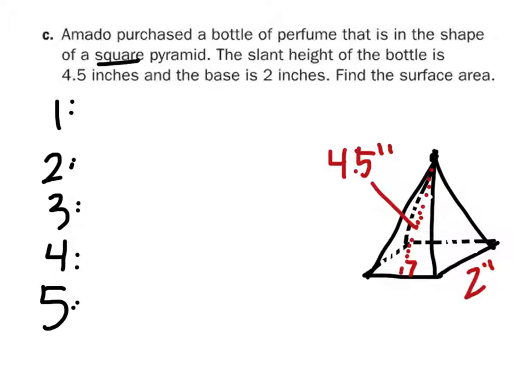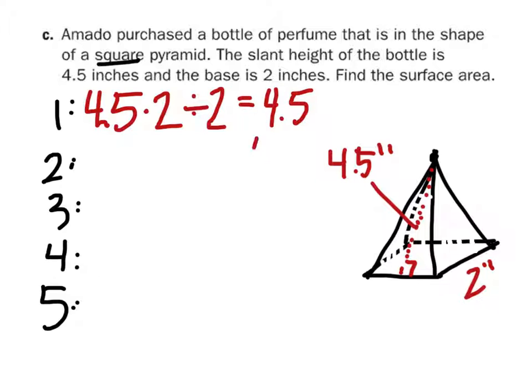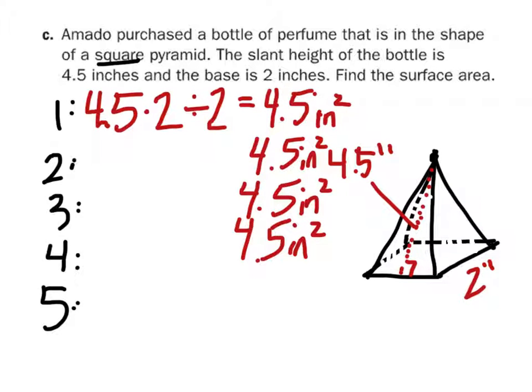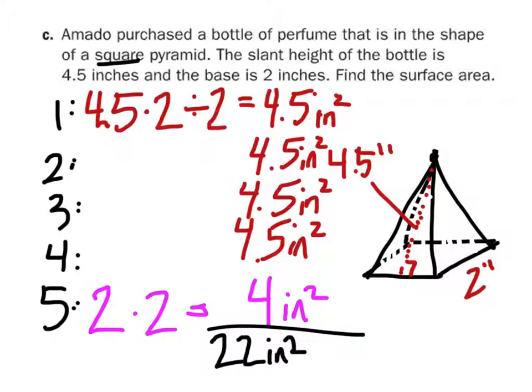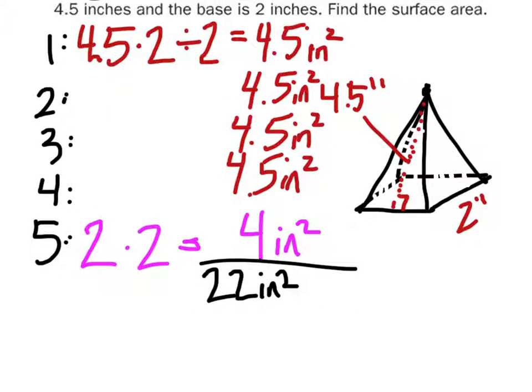So it gave us 4.5 times the base, which is 2. But then we must divide it by 2 because it's a triangle, and that gives us 4.5. So the other three triangles also have this area, 4.5 square inches. Finally, let's figure out the area of the base, which is a 2 by 2 square, which means it's 4 square inches. Now we just need to add all these together, and that will give us 22 square inches.